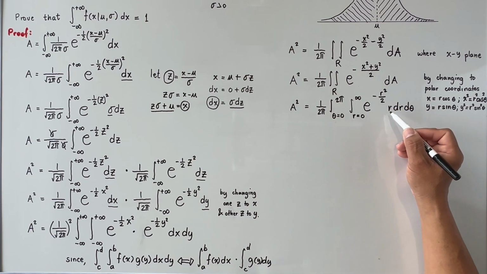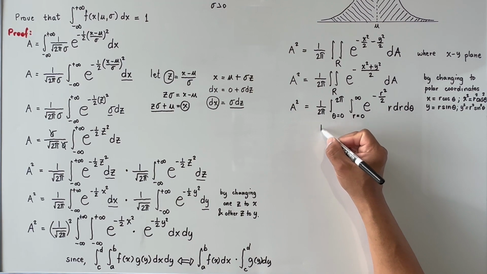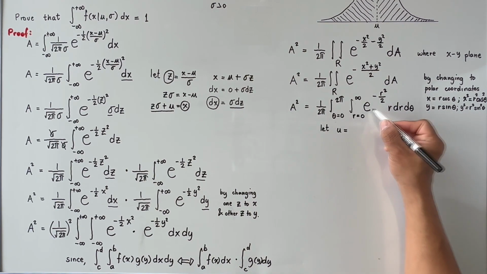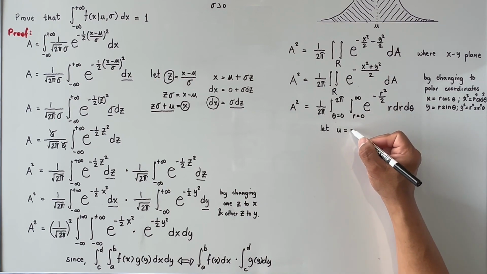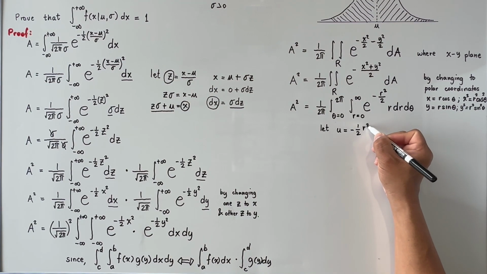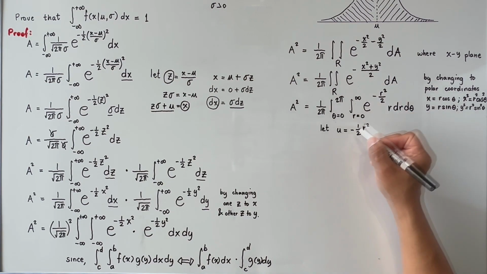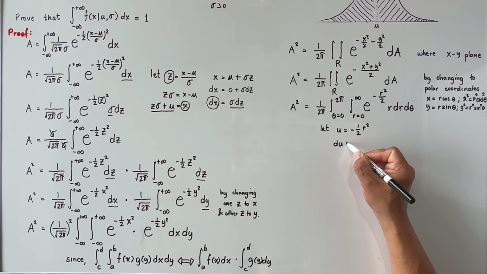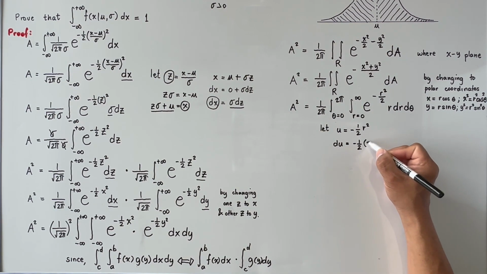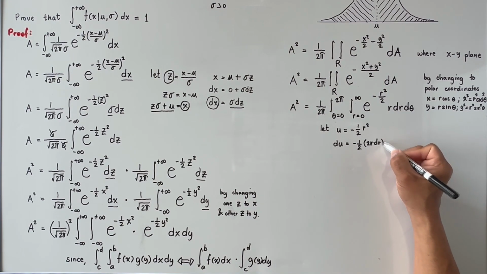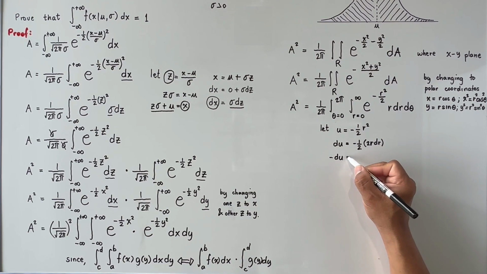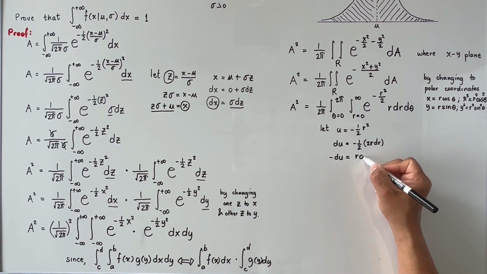But to integrate this one, I need to use another dummy variable u, which is equal to the exponent of this constant e. So this is just equal to negative 1/2 of r squared. So u is negative 1/2 r squared, and du of that is negative 1/2 of 2r dr. Simplifying this one, we've got negative du, which is equal to r dr.